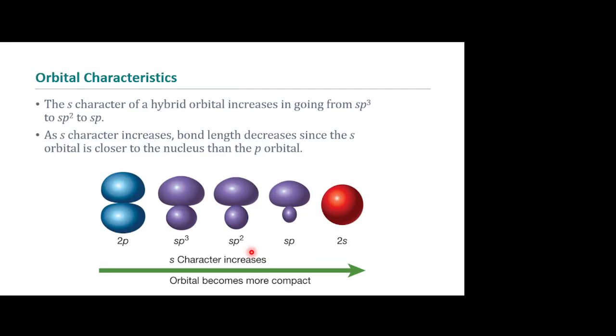The s character of your hybrid orbitals increases as you go from sp3, sp2, to sp. This is actually what those orbitals look like. Here we have purely p orbitals. As you increase the s character, this is how they change. Right here we have an sp3. It's mostly like a p orbital. You can see it juts out a bit more here, and it actually has less lobing, where the lobes are more symmetric.